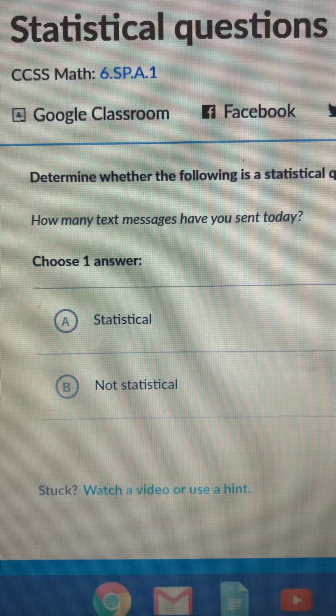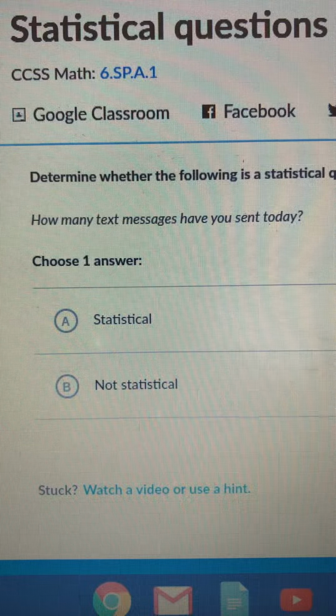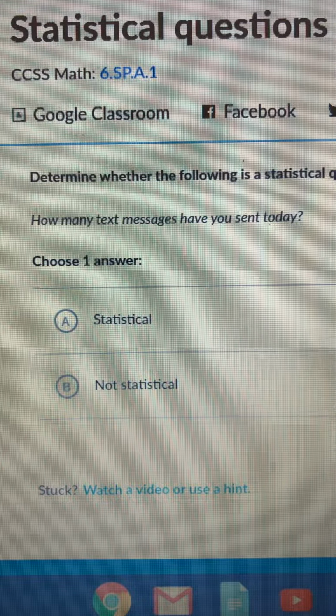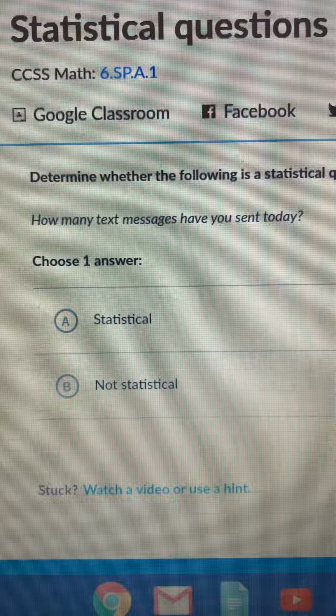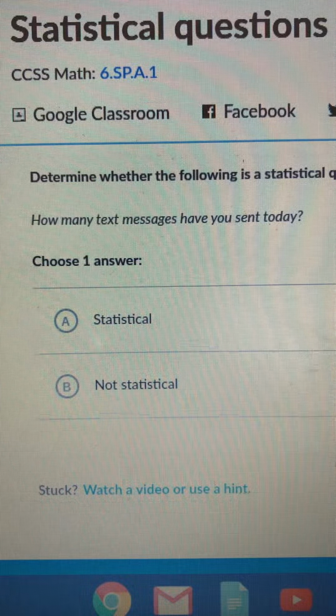If I said, what is the typical age of a sixth grader in the state of Massachusetts, that would be a statistical question because some might be 10, some might be 11, some might be 12. If there's variability in the answer and multiple answers, it is statistical. Also the word typical: if something is typical, then it's typically statistical. Like, what is the typical number of? What is the typical height of? And that sort of thing.